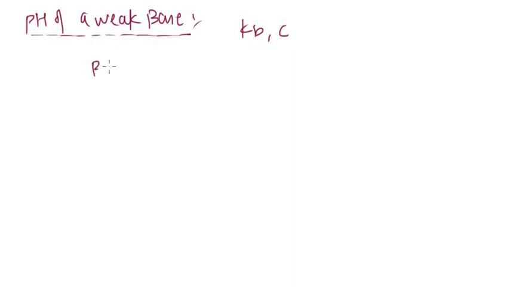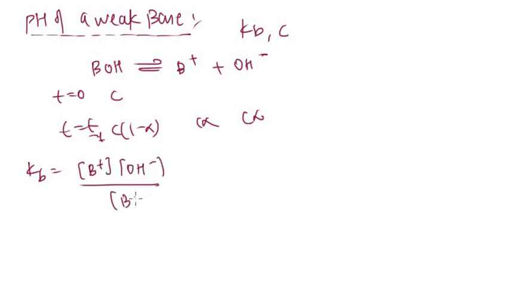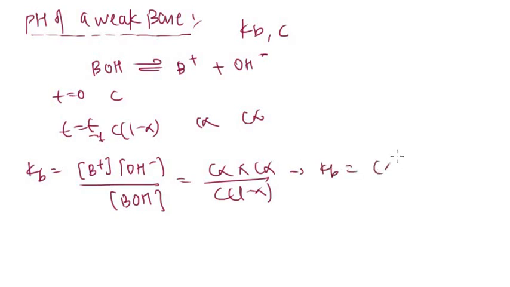So now let's see, there is a weak base BOH which ionizes into B positive and OH negative. At time t equals 0, it was C, and when equilibrium has been established, C(1 minus alpha), and at equilibrium C alpha and C alpha. So we can write Kb as the concentration of B plus and OH negative over BOH. So that is C alpha into C alpha upon C into 1 minus alpha. So Kb turns out to be C alpha square upon 1 minus alpha.